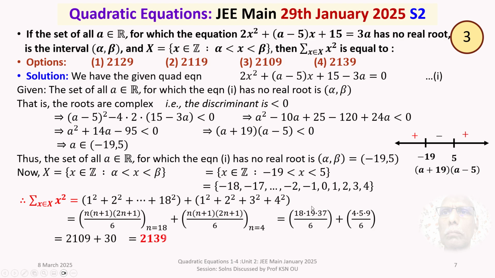When you simplify, the first bracket is 2109 and the second bracket is 30. When added, it is 2139, and look at our options. Our answer 2139 appears against option 4. And that is the detailed discussion of the solution of this problem. This is also a pretty easy question. Right. We move to the fourth question.